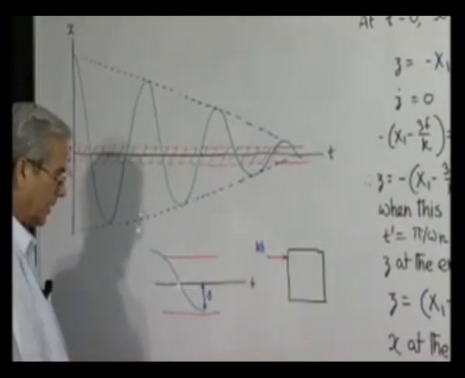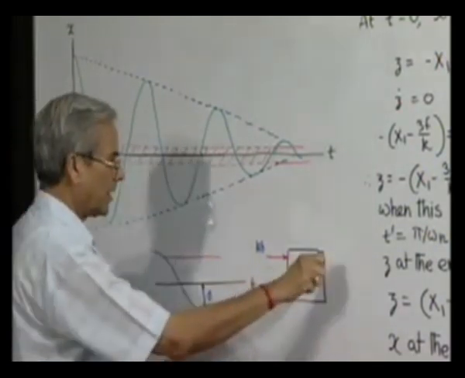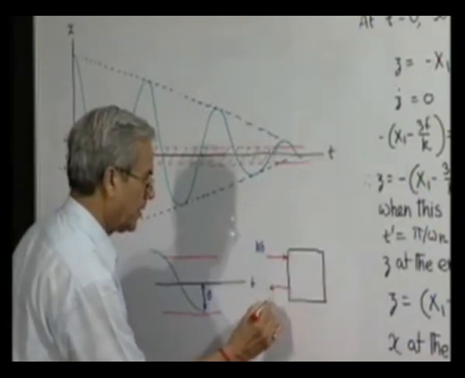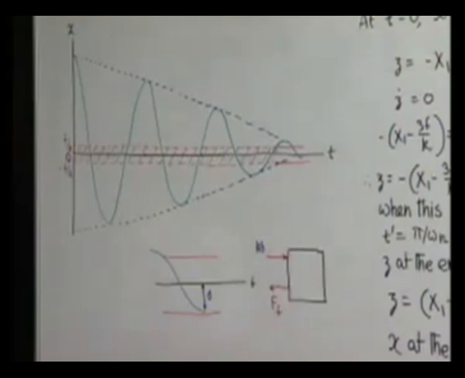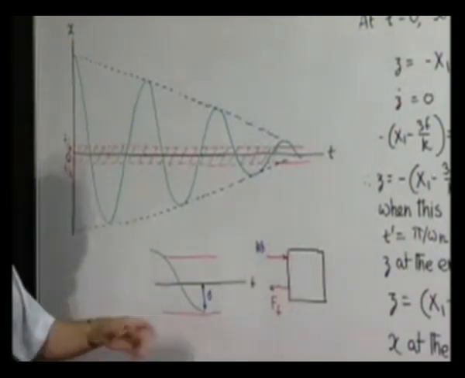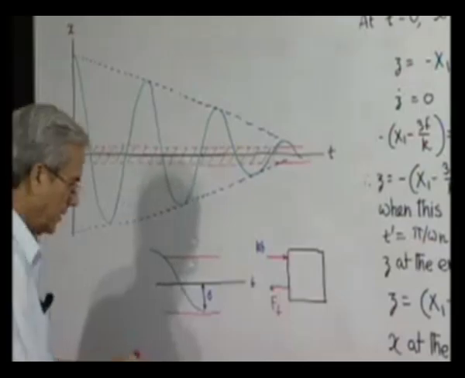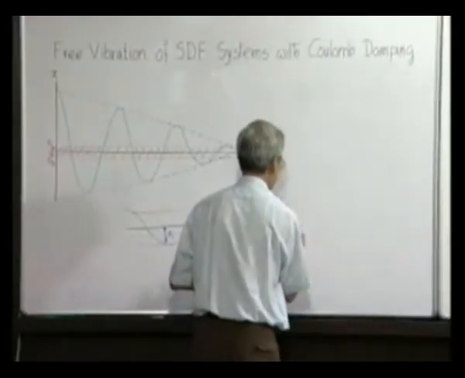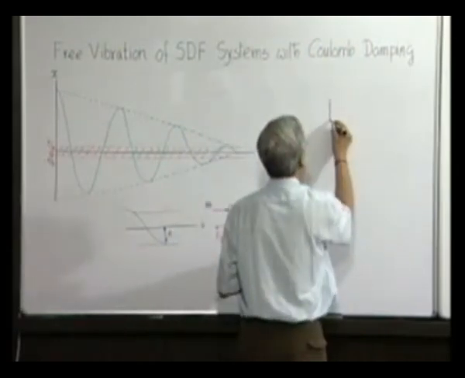Whereas the friction force, if it now tries to move in this direction, friction force will act in this direction, which we call Ff. How much will be the friction force? We know that the characteristics of solid friction is like this, that it always adjusts the friction force to the applied force up to a limit.